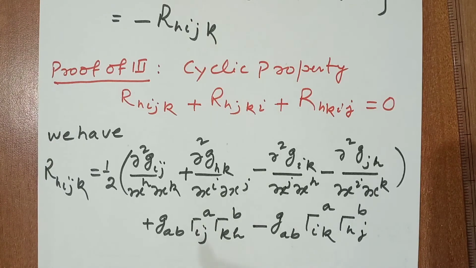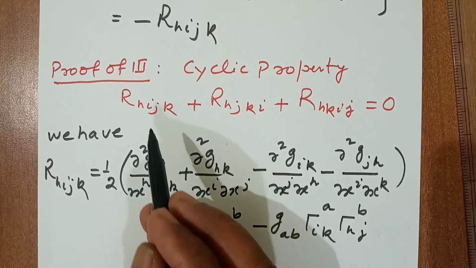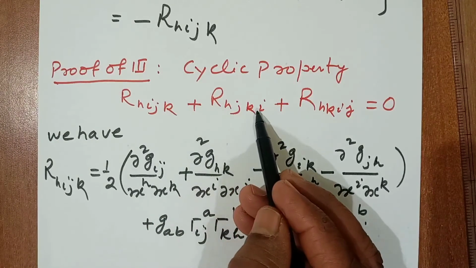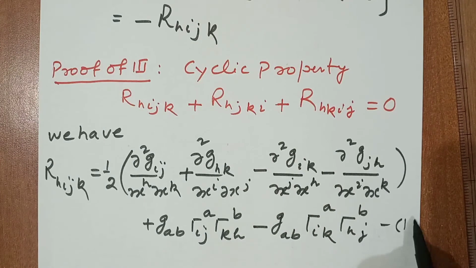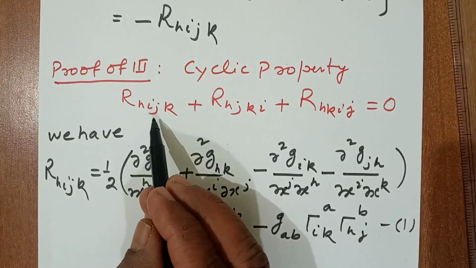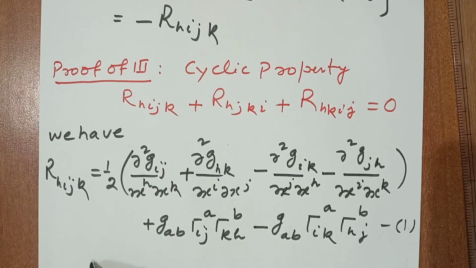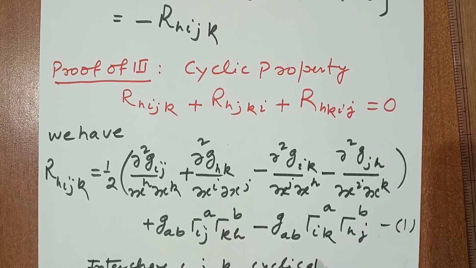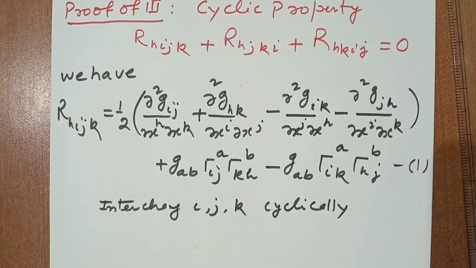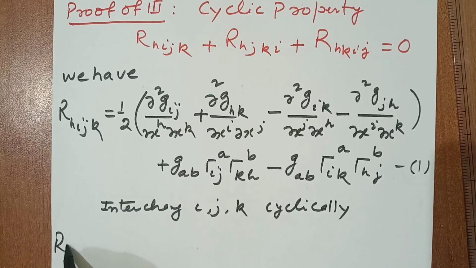Okay, now our aim is to find R_hjki. So now this is 1. Changing cyclically, okay, means i goes to j, j goes to k, and k goes to i. Okay, so interchanging i, j, k cyclically, we get R_hjki.